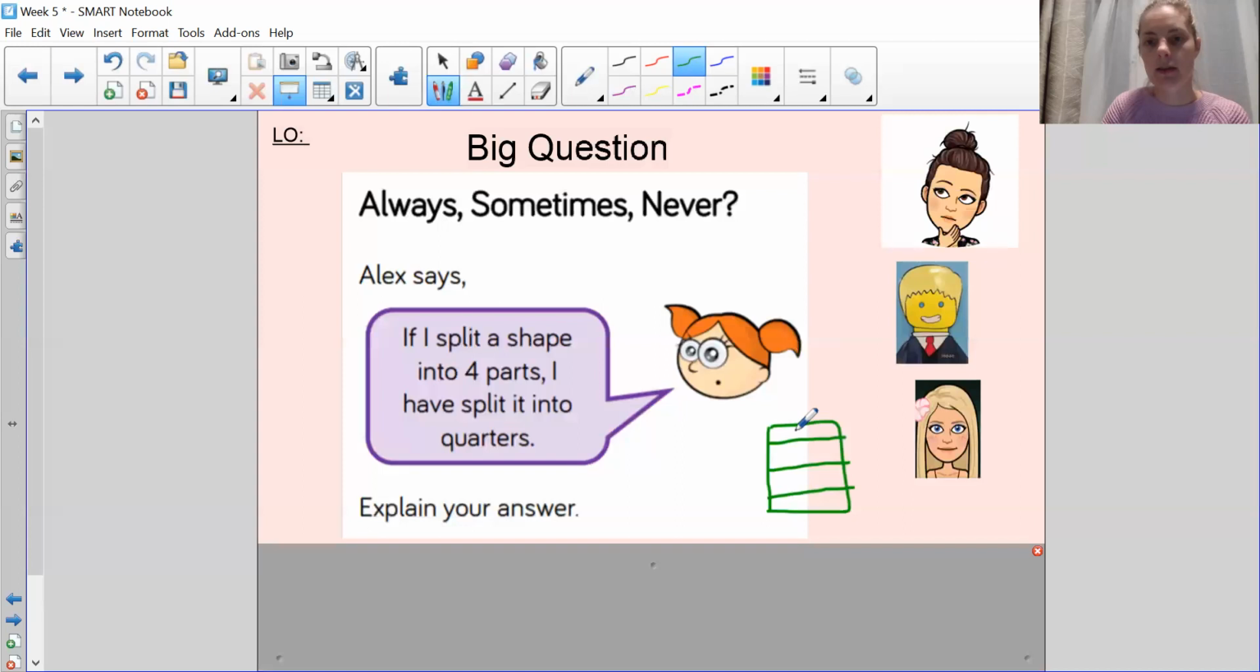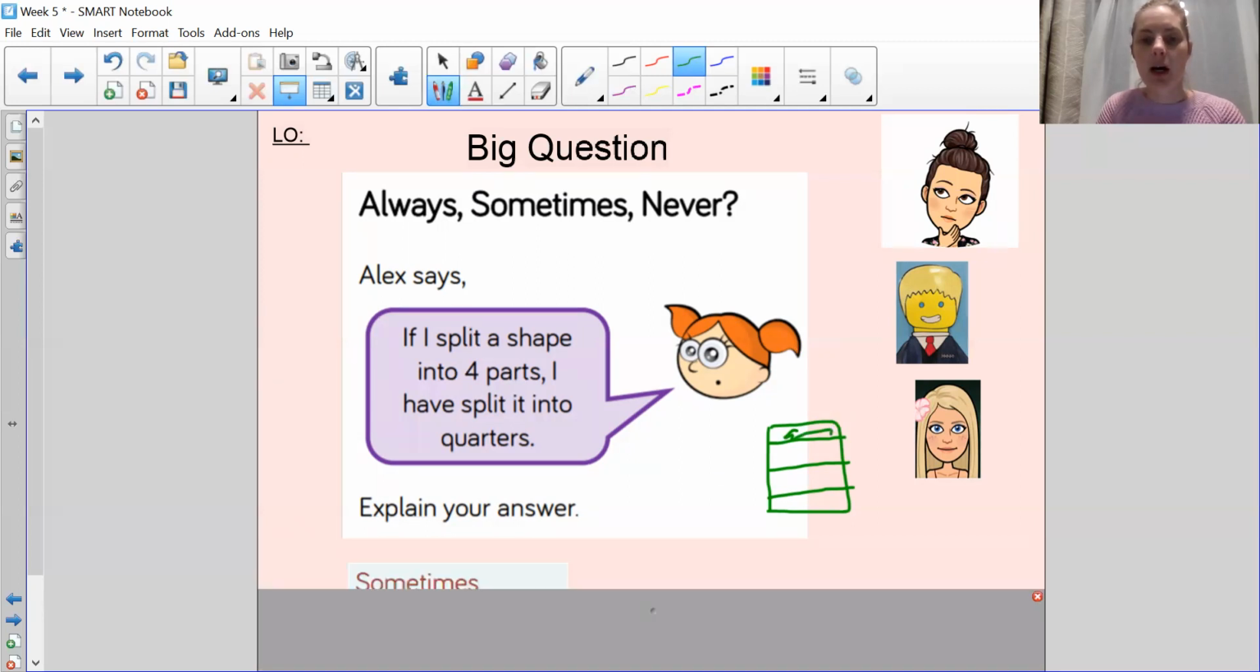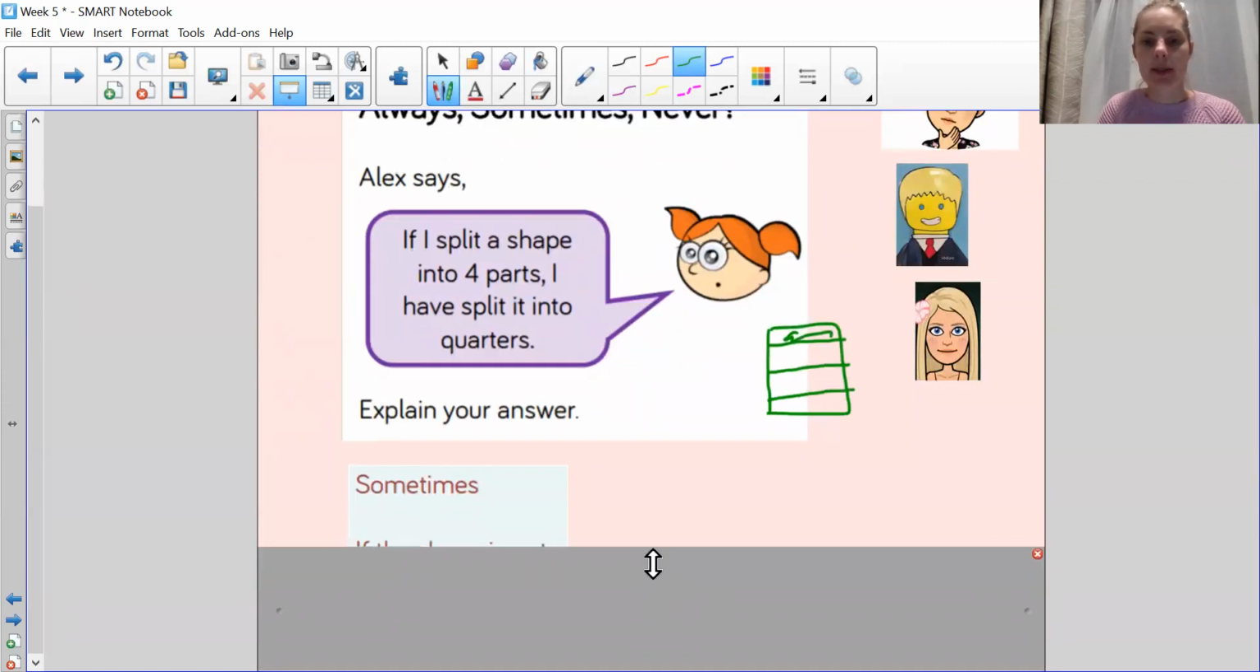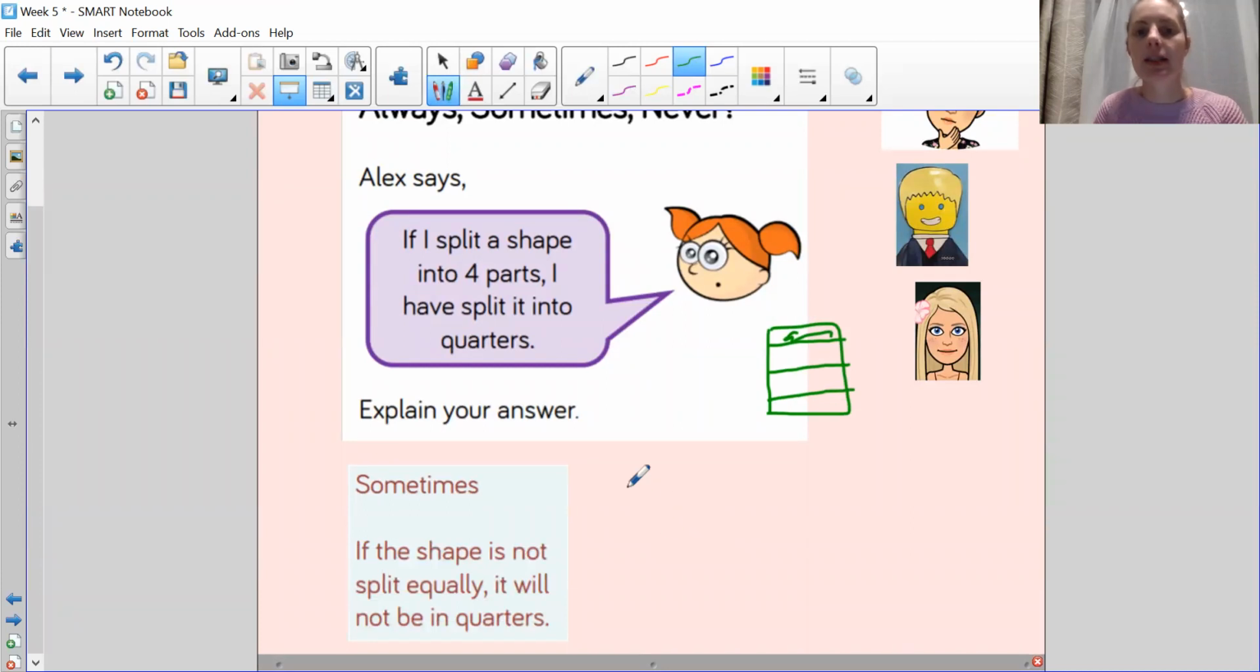These are called quarters. This one little piece here. Would you say that that is a quarter? So have a think. Right, and your answer would be sometimes, all right? Because in order for it to be a quarter, each part has to be equal. So when we're looking with fractions, we're talking about equal, okay? They have to be equal in size.